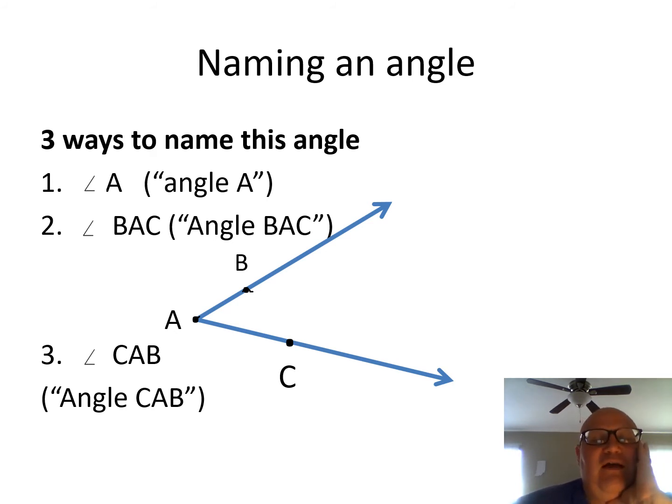You could call it angle A in this situation, but if you had a line that extended out farther and you had another point called D or something like that, then if you just said angle A, you would have no idea what you're talking about.